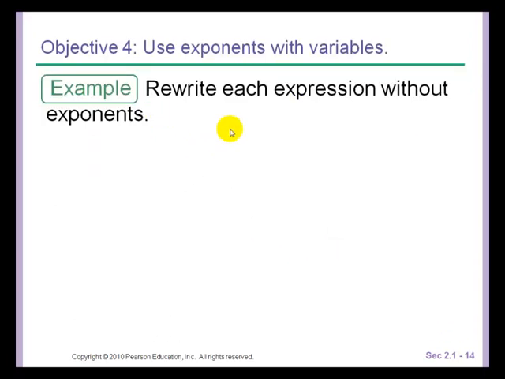Example, rewrite each expression without exponents. Y to the 6th. We have a y times itself 6 times. 1, 2, 3, 4, 5, 6.